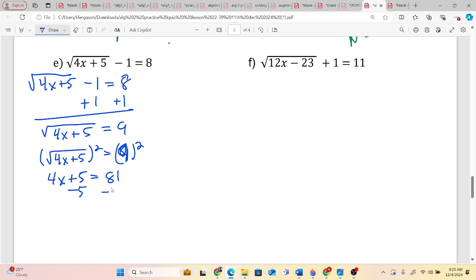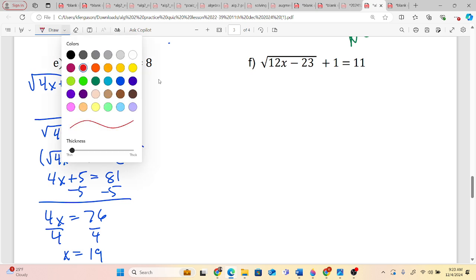Subtract 5 from both sides, and I get 4x equals 76. And then I divide both sides by 4. X equals, let's see, 4 goes in there one time with 3 left over, goes in there 19 times. Bada boom, bada bing. So now let's see if this works.